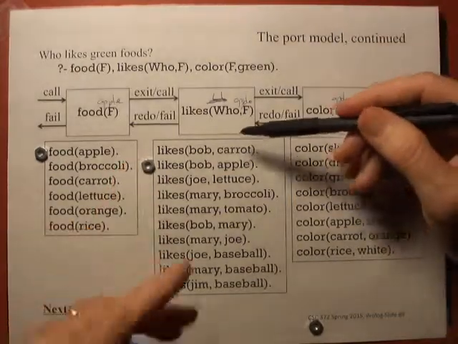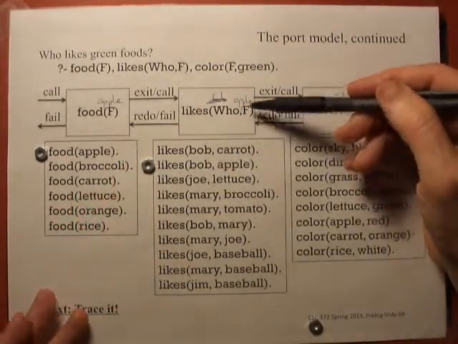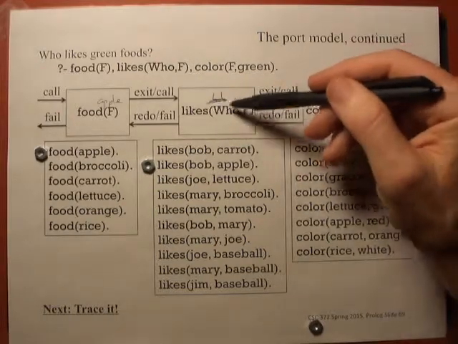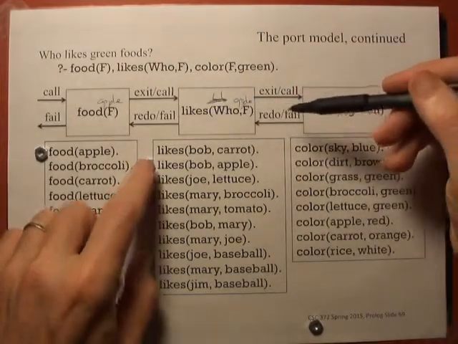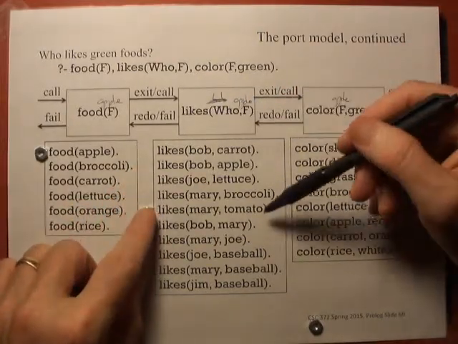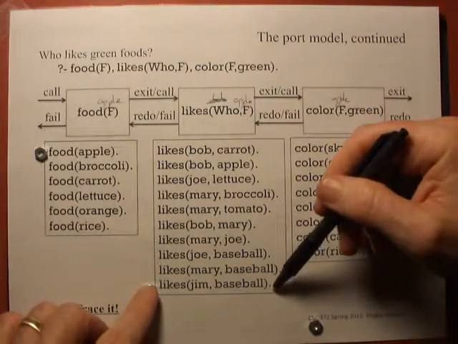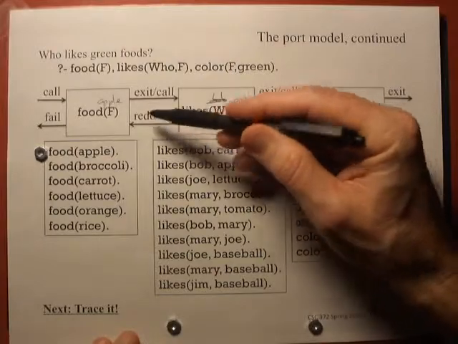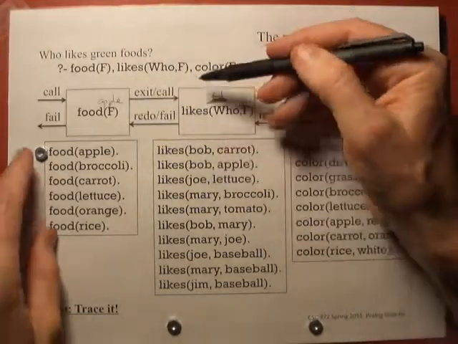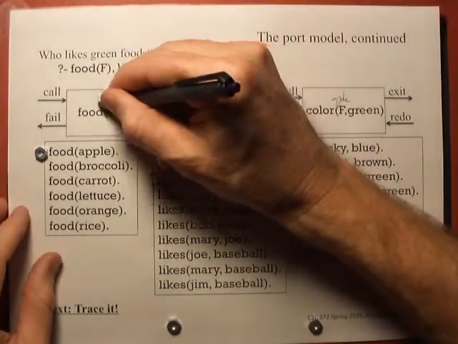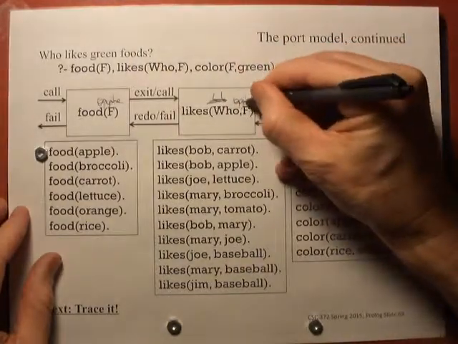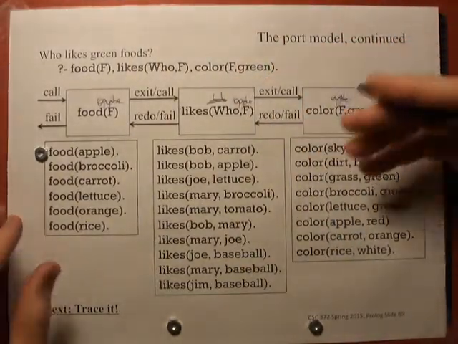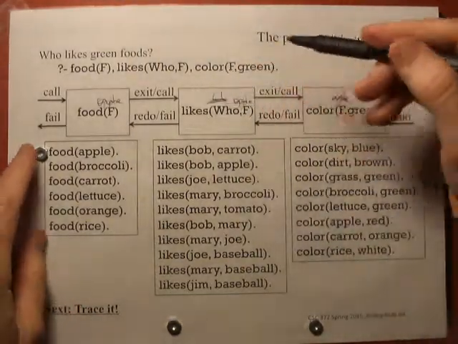Then we start looking again from where we were for a fact that unifies with likes, who, and apple. And we go all the way down. We don't find anything here. So now likes fails. So we go out the fail port. That takes us into redo of this, and then we uninstantiate F. So now F is again a free variable.